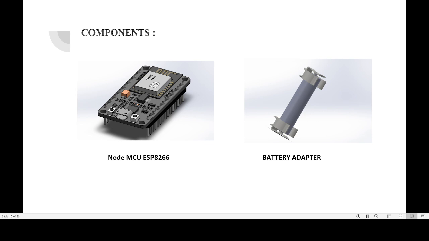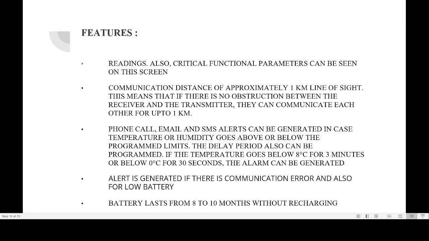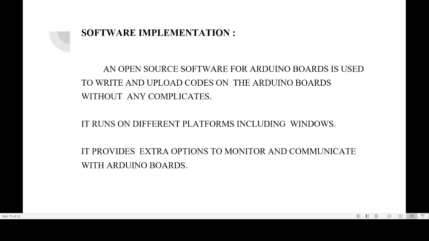So we need to know how to access this code processing in a larger manner. Then the humidity and temperature sensors for the digital component and the liquid crystal display board. This is our features process for the project monitoring devices and software implementation.